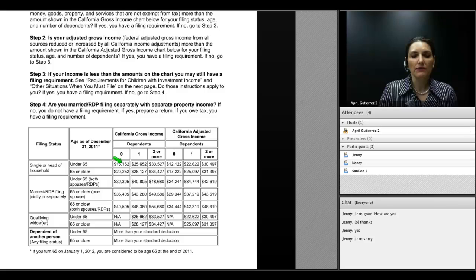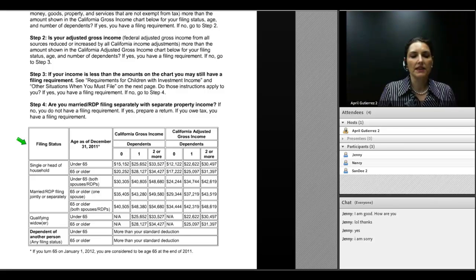If you don't meet the filing requirement based on your income, filing status, and number of dependents under gross income, then you move over to California adjusted gross income and look at your filing status, age, and number of dependents under this chart. And if you do not meet the filing requirement under the second part of the chart, then you are not required to file a return unless Step 3 or Step 4 apply to you. Now, of course, because the exemption deductions and the standard deduction amounts have gone up for 2011, all of these filing requirement amounts are an increase over what was on the filing requirements for 2010.